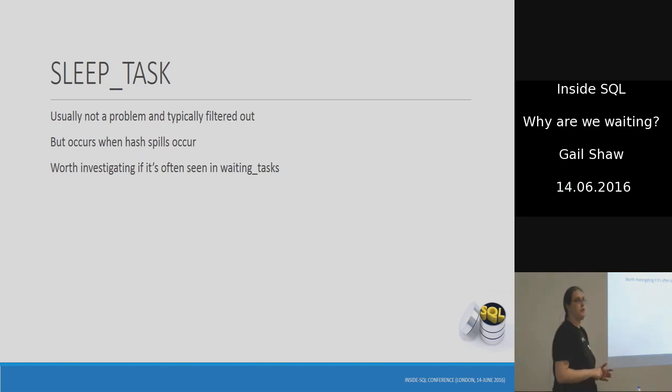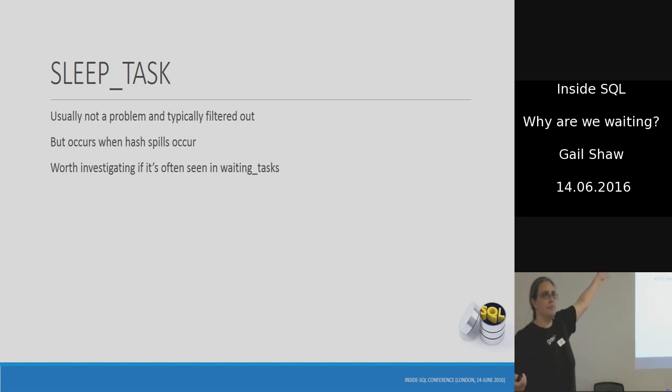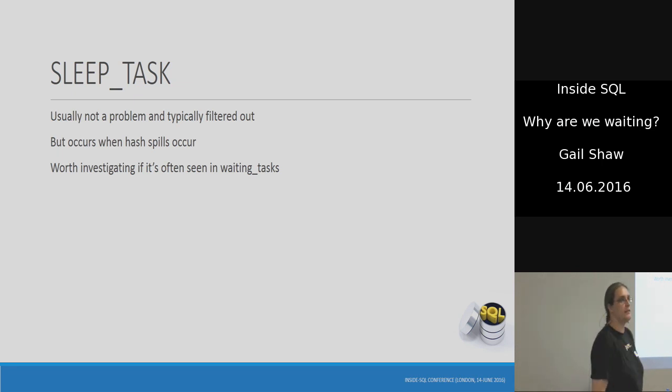Sleep task, it's one of those catch-all waits. If a thread needs to get off the CPU because it's waiting for something and it doesn't have a more sensible wait to use, it uses sleep task. This can come up when there are some parallelism-related things. It can come up when there are some spills to disk. It can come up in a bunch of other situations. It's one of those, "I don't know what, I feel like getting off the CPU, I'm going to post a sleep task." Ignore it most of the time because it's usually completely benign.